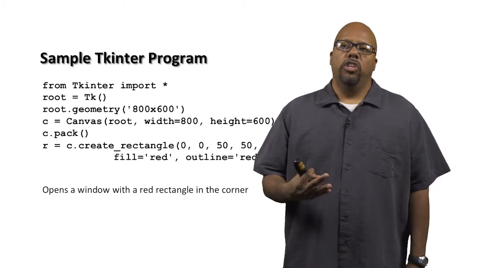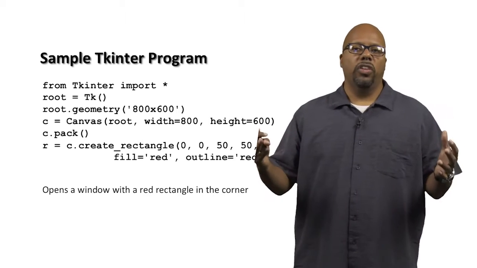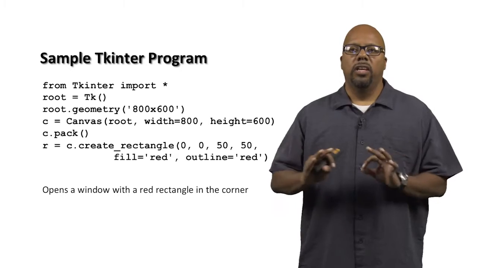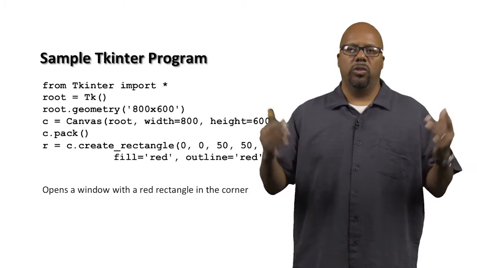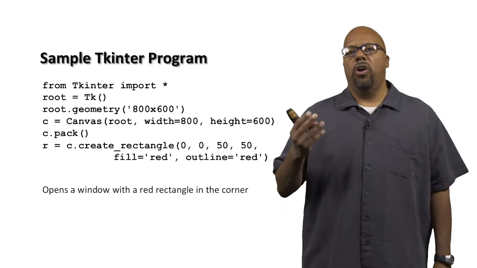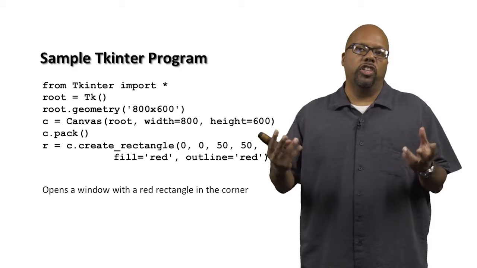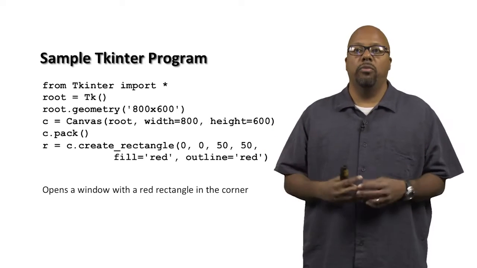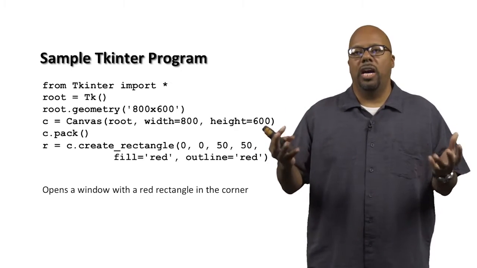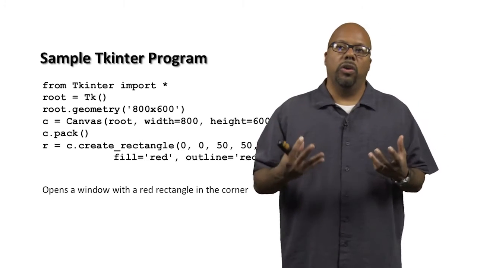So first, you do an import at the top: from Tkinter import star. That imports all the classes from the Tkinter library. So we do that to start. We do our import. Then root. So we make a root window. For that, we call this Tk. Tk is a constructor function for the main class in the library. So you have to create this root object right there. You create the root object, and that's going to be a window on the screen.